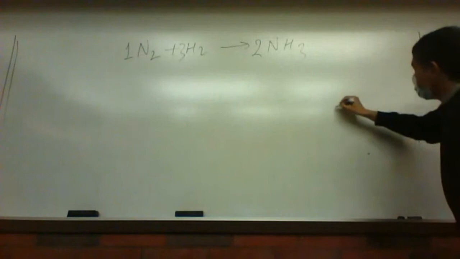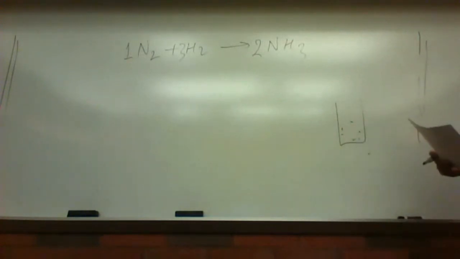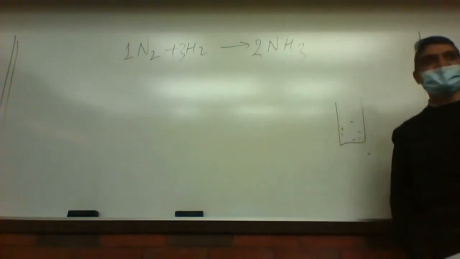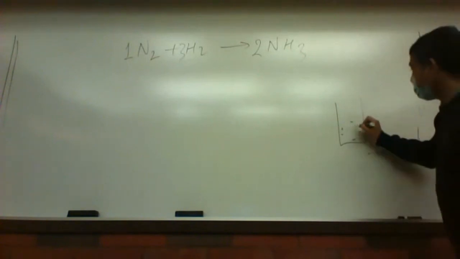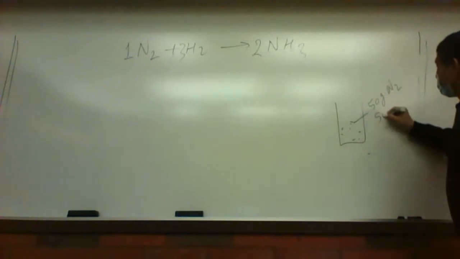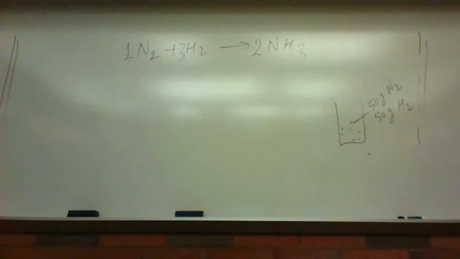Now this is a reaction vessel. How much nitrogen and hydrogen are you mixing? 50 gram of nitrogen and 50 gram of hydrogen we are mixing, right? But it doesn't say which one is in excess. Now we need to find which one is the limiting reagent first. So that's a little bit difficult there.